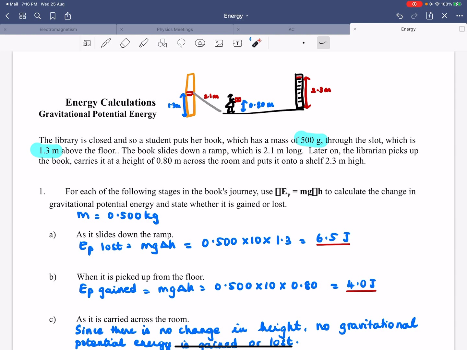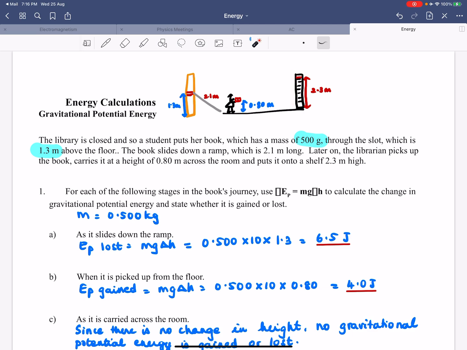Later on, the librarian picks up the book, and she carries it at a height of 0.80 meters across the room, and then she puts it onto a shelf, which is 2.3 meters high.